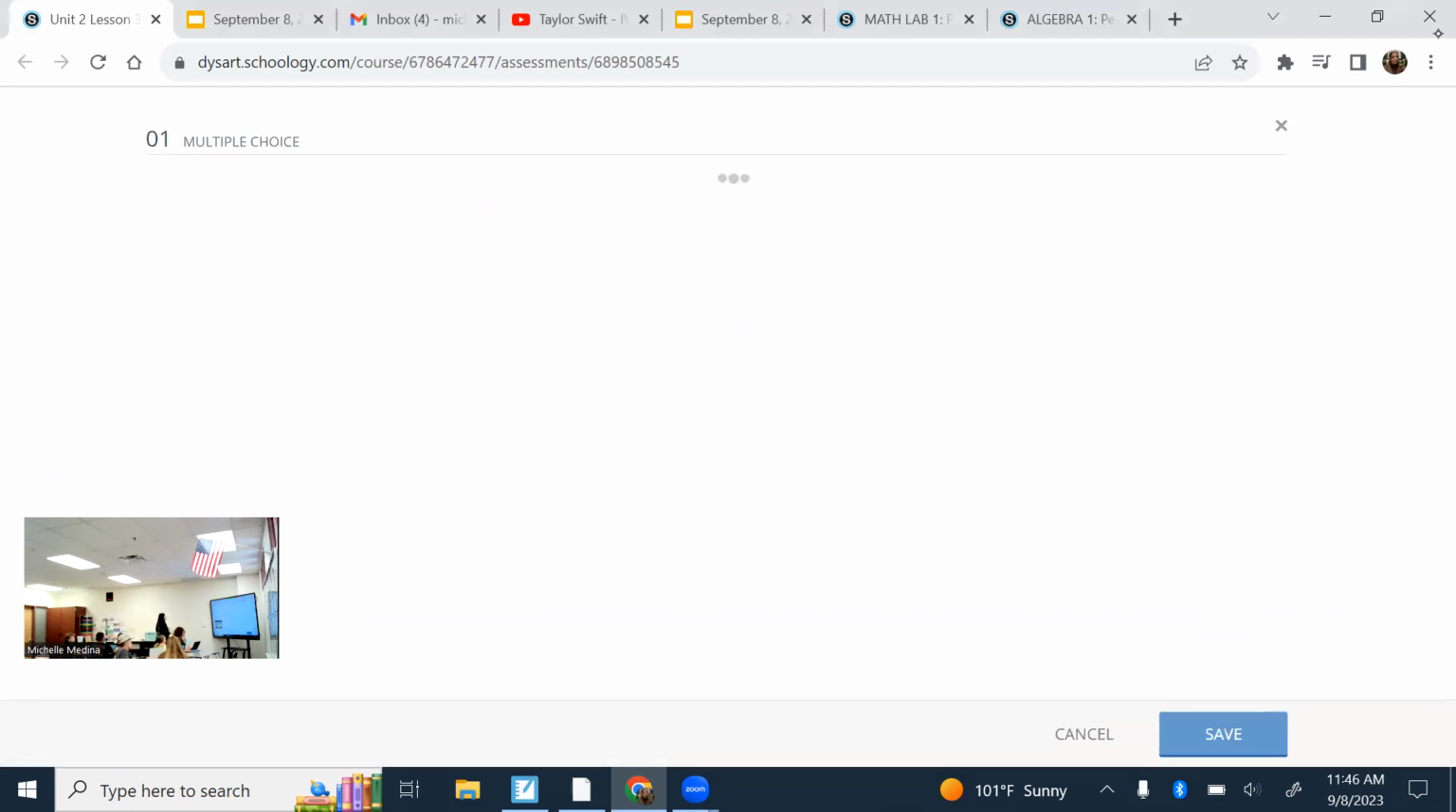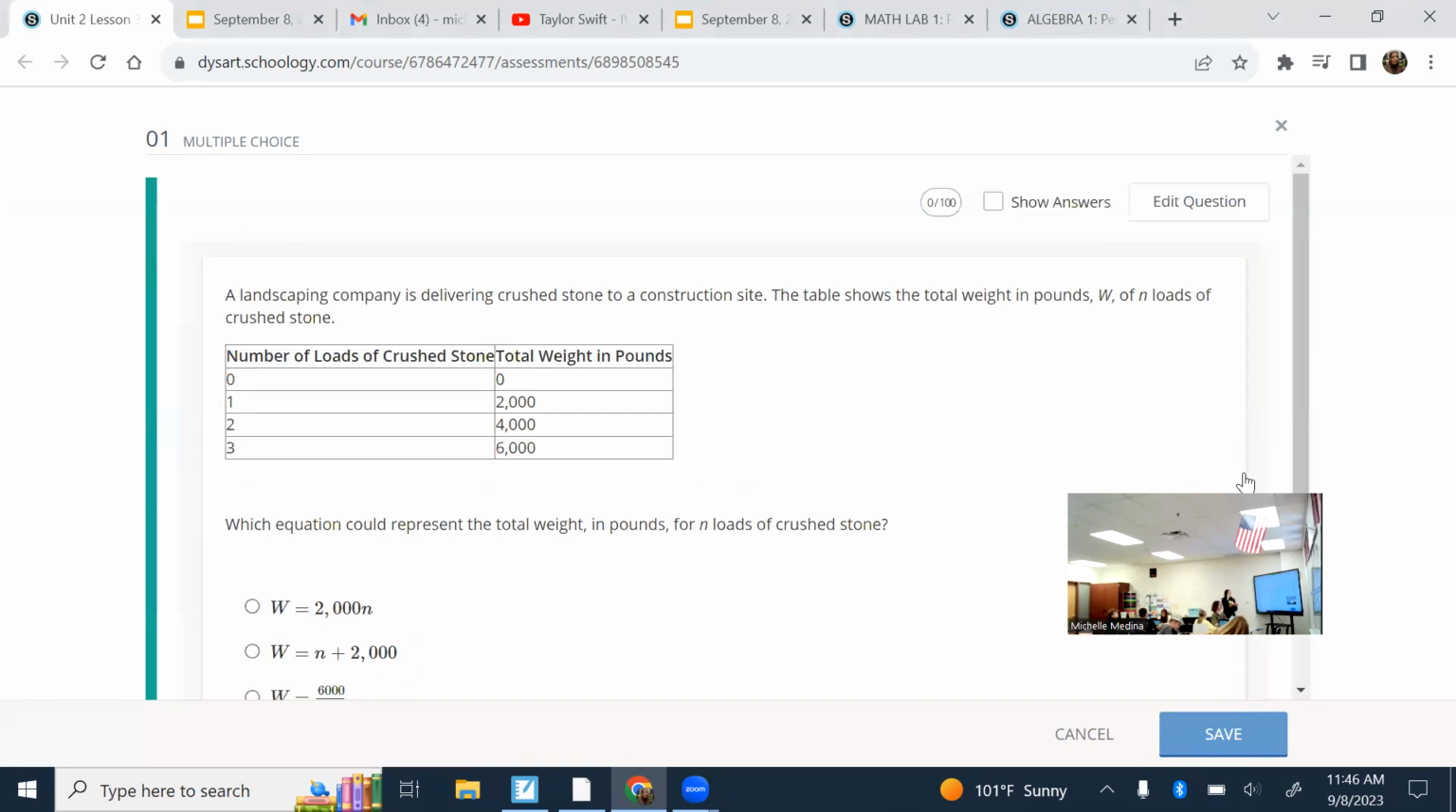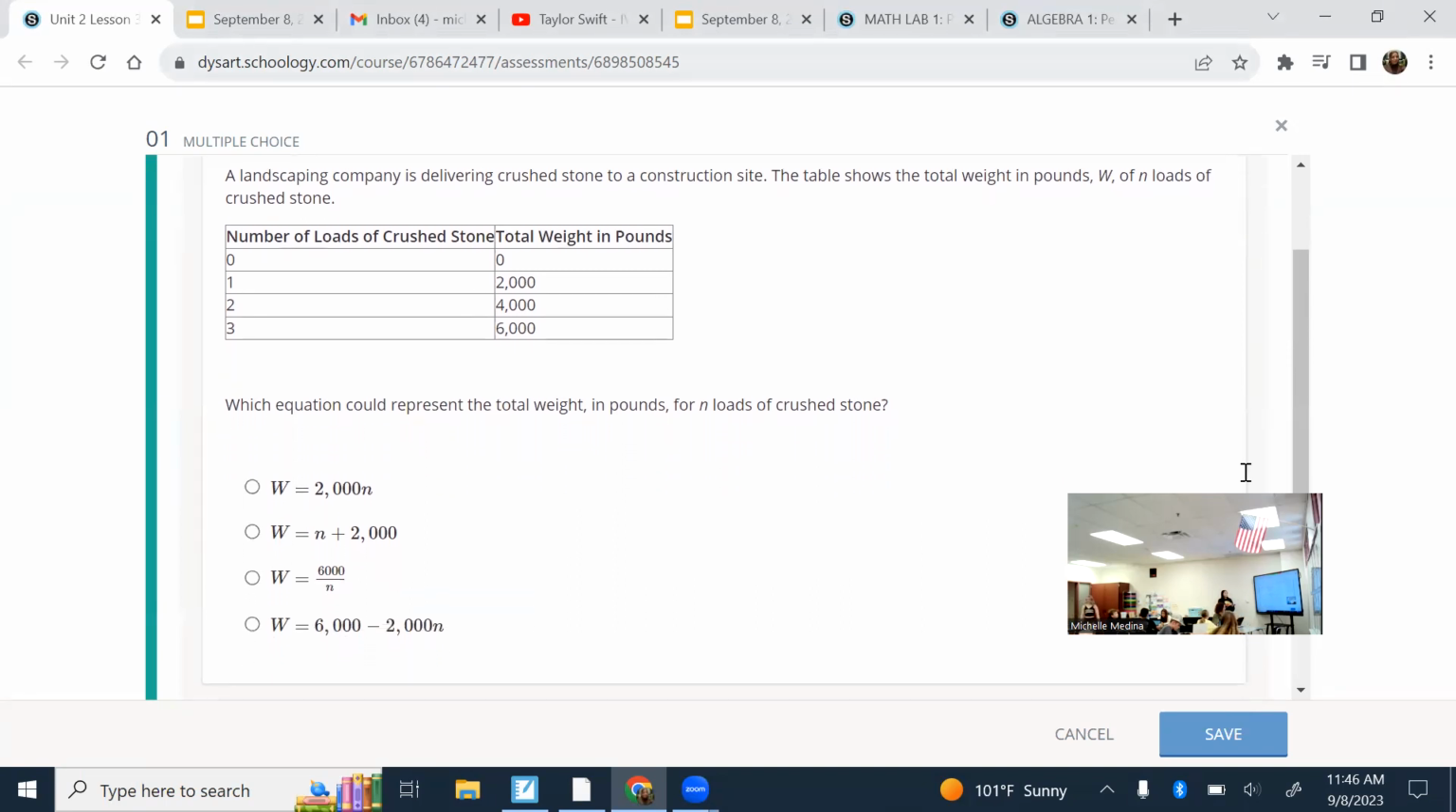So landscaping one says that a landscaping company is delivering crushed stone to a construction site. The table shows the weight in pounds W of N loads of crushed stone. Which equation could represent the total weight in pounds for N loads of crushed stone? Do you have a specific question or just like? Okay, so in that case, try to see what math is being done to go from here to here.